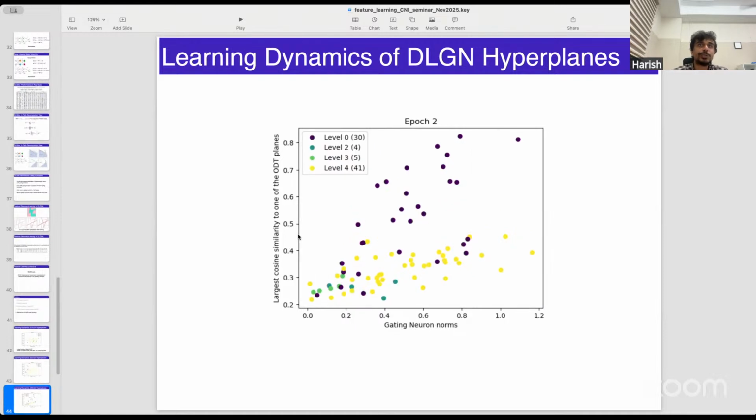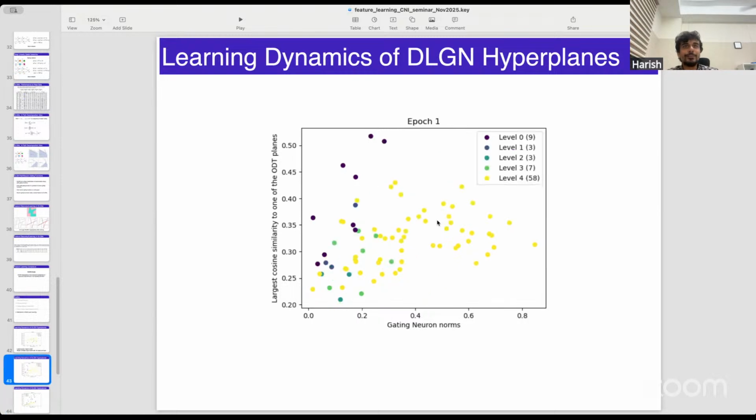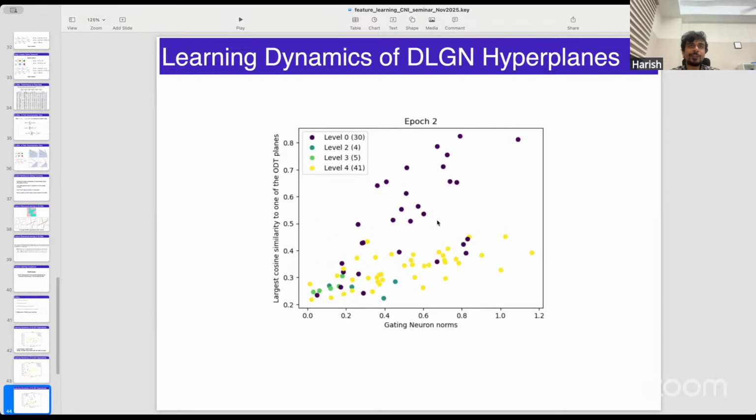At epoch 2, something immediately different happens. You can see the purple preponderance here. Purple corresponds to level 0, which is the root node. So immediately after, at the beginning of training, the leaf nodes get a signal, but after that the root node takes over. So that's the story.